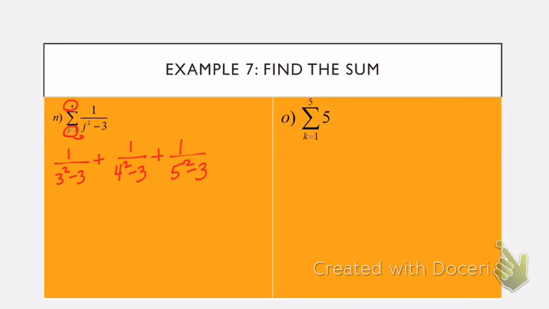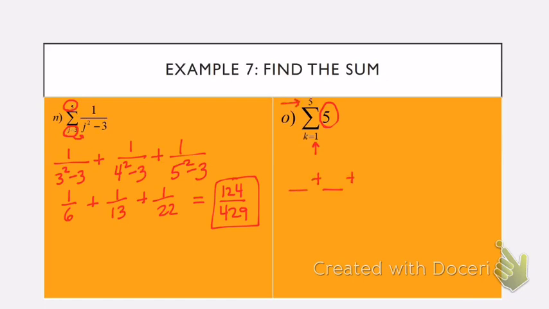When we do this math, we actually get this to equal 1/6, this to equal 1 over 13, and this to equal 1 over 22. When I add those up on my calculator, the final answer for the sum of those 3 numbers will be 124 over 429. In this example, what you have to understand is that the rule for each term is 5. So you are told with the lower limit to start by finding the first term. The upper limit tells you that you need to add the first 5 terms.